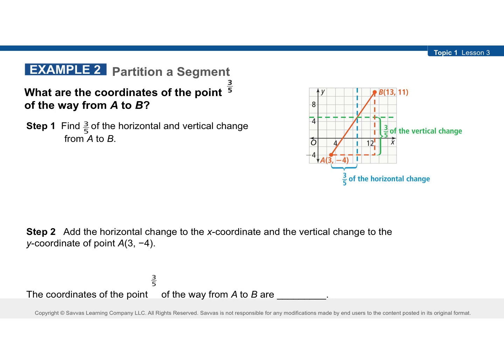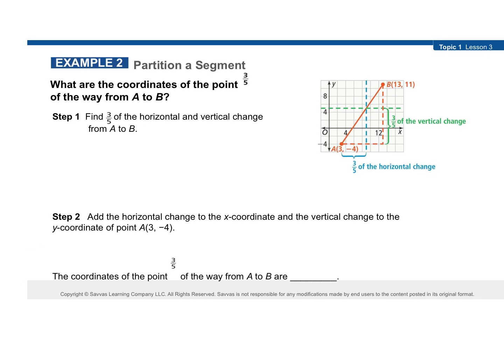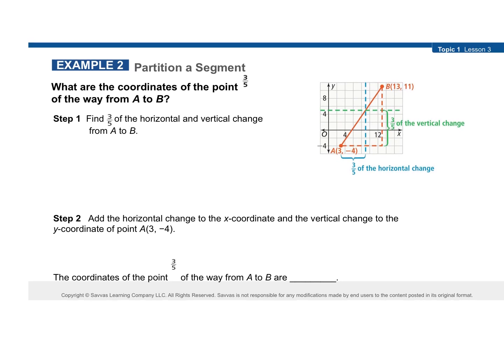Okay, so now this is the big part of this lesson and kind of the harder part. What are the coordinates of the point 3/5 away from A to B? So we want 3/5 of the distance. Okay, so the first thing we know we got to do is find the distance between the x's and the y's.